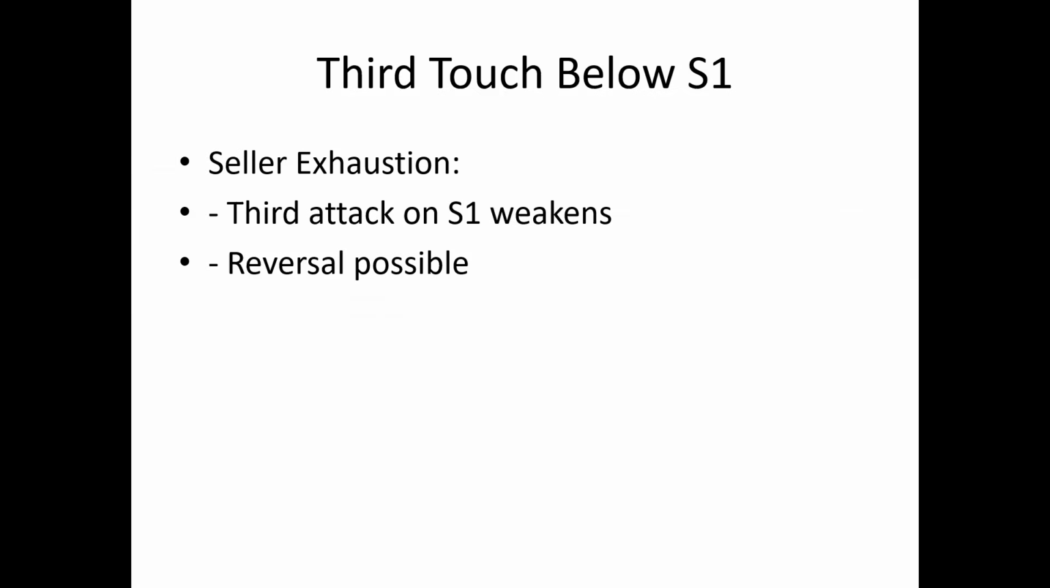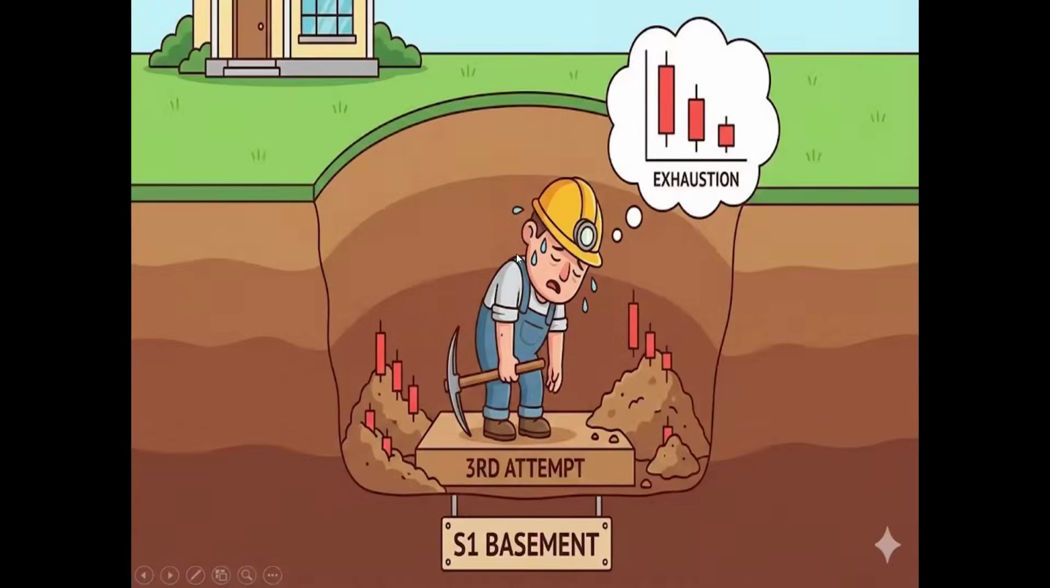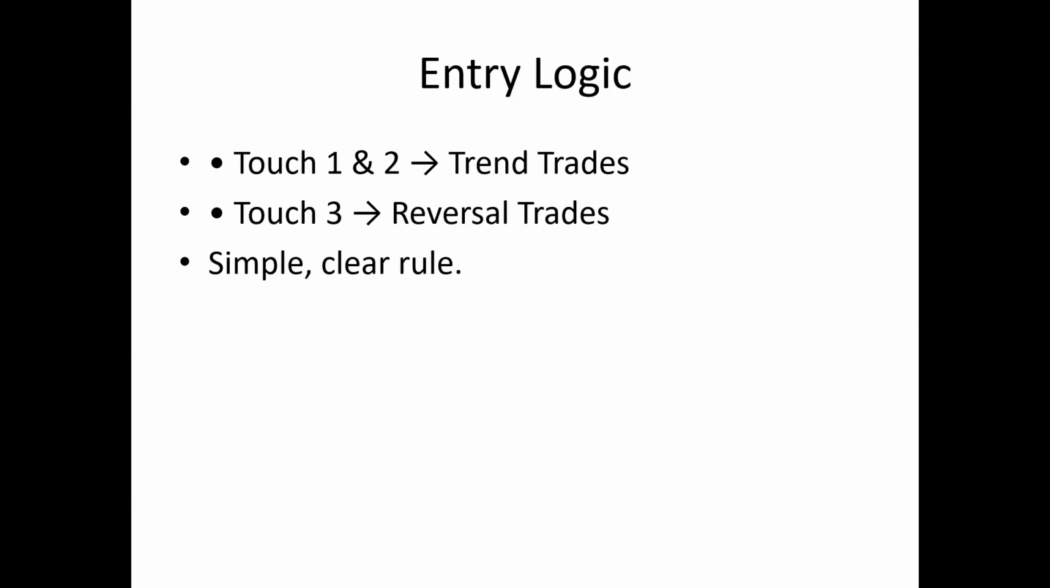Third touch below S1 is seller exhaustion. Seller is going to lose strength. Third attack and S1 weakens and then reversal is possible. This is exhaustion. Even the trend cannot move down continuously. It is a third attempt. It is the basement. It is an exhaustion. You cannot dig further. That is the thing. When you reach the basement, you can anticipate the reversal.